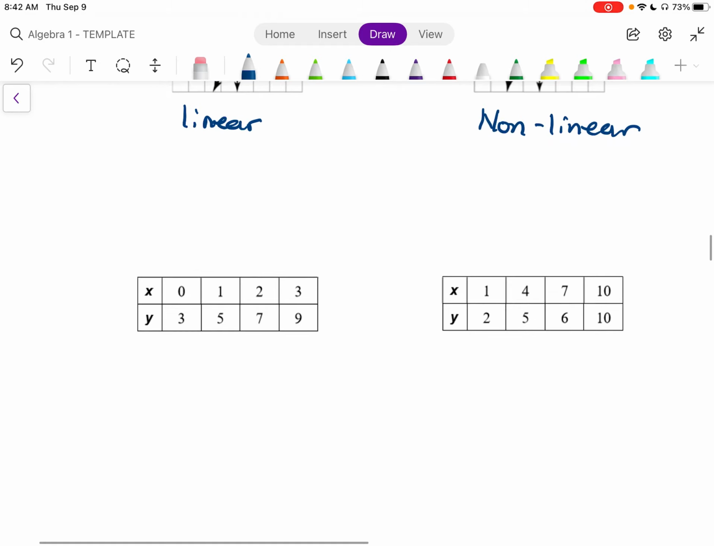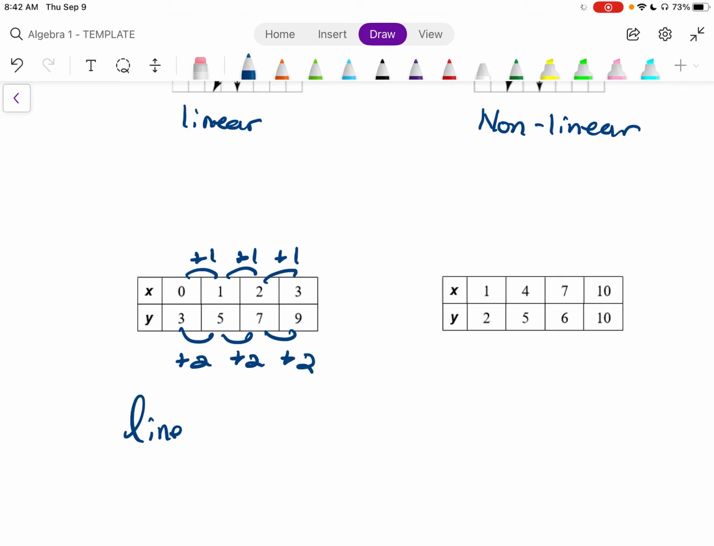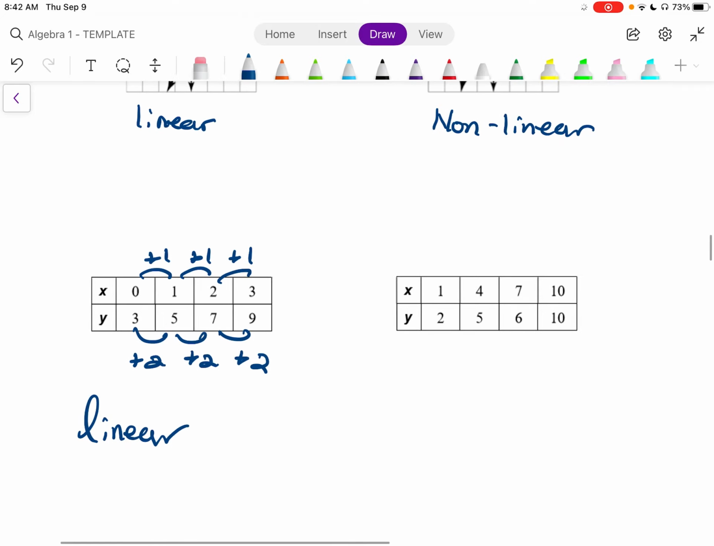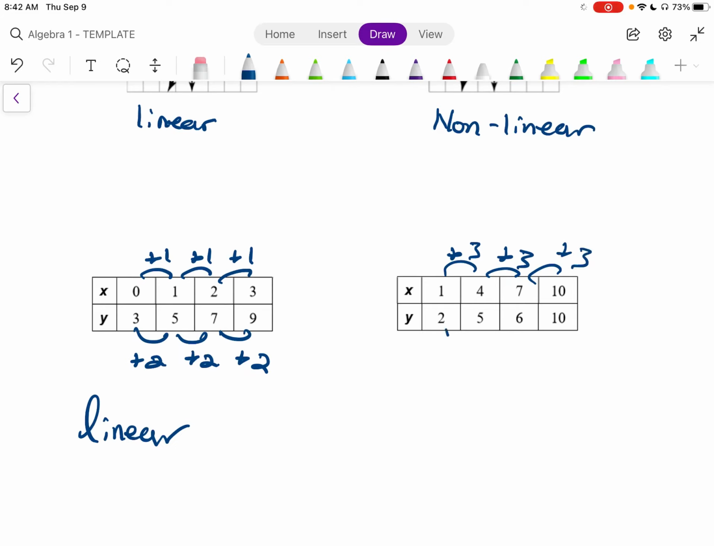All right, scrolling down here. Here we're adding 1 each time. The bottom we're adding 2 each time. It's constant on top and constant on bottom, so this one is linear. This one on the right, we add 3 here, 3, and 3, so it's constant on top. On the bottom, 2 to 5, we add 3. 5 to 6, we add 1. 6 to 10, we add 4. That one is not constant, right? The top added 3 each time, but the bottom was not, so this is going to be nonlinear.